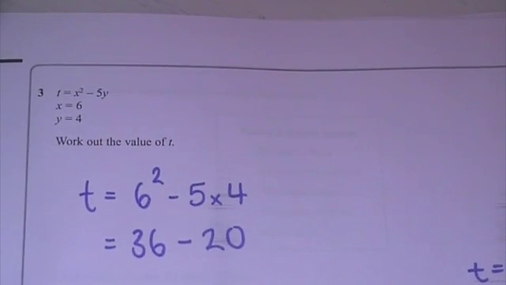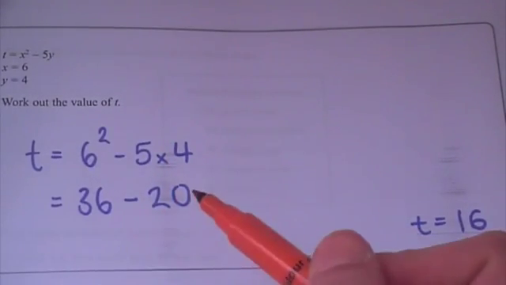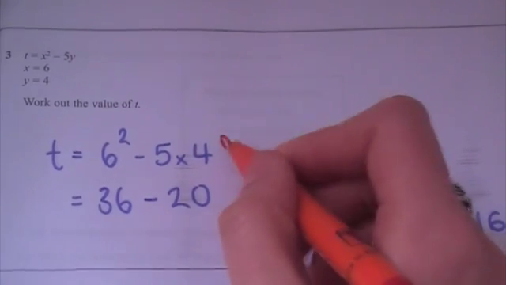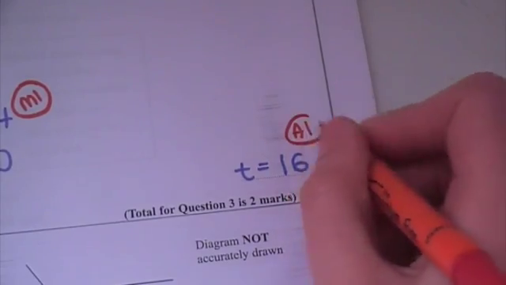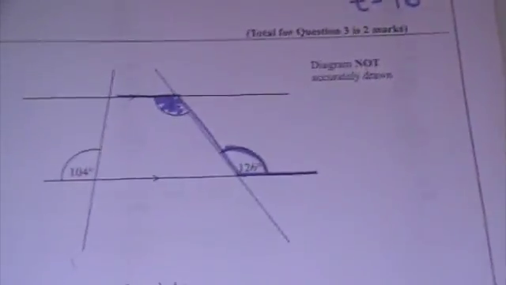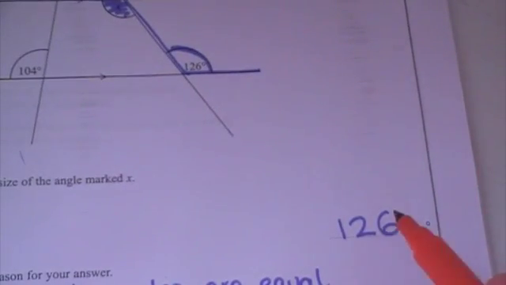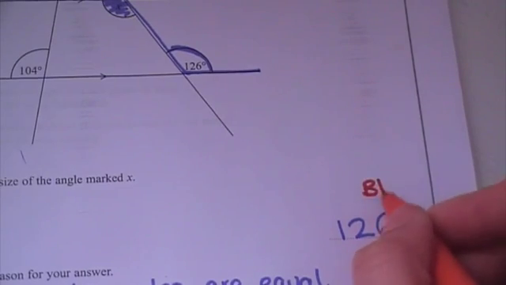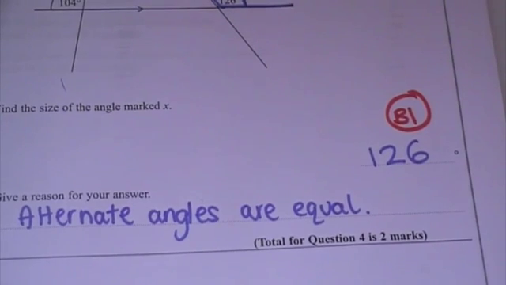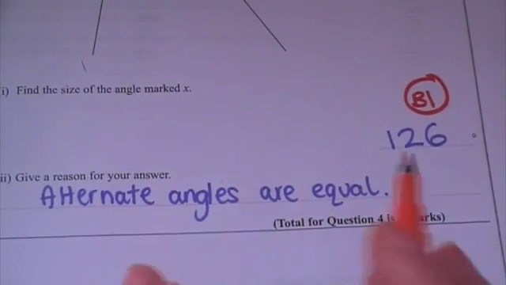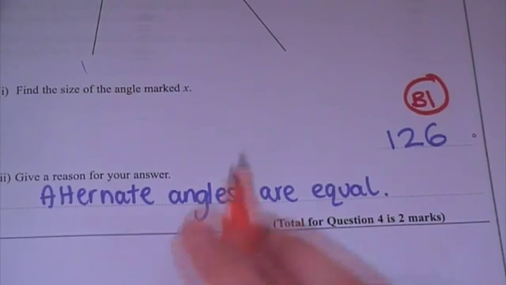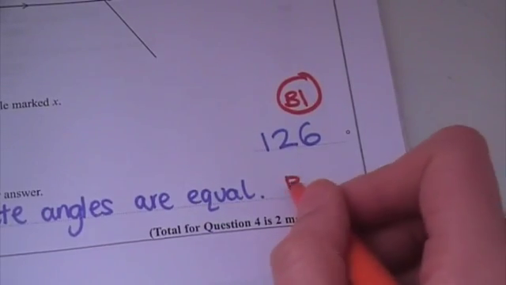Question 3, mark scheme. So it's out of 2 marks. The first mark is for correctly substituting in your values for x and y, so 1 method mark, and your second mark for correctly identifying t as 16. Mark scheme for question 4, you get 1 mark for correctly identifying x as 126, and then that second mark for relating to a geometrical property in parallel lines, so stating alternate angles are equal. That is your second mark.